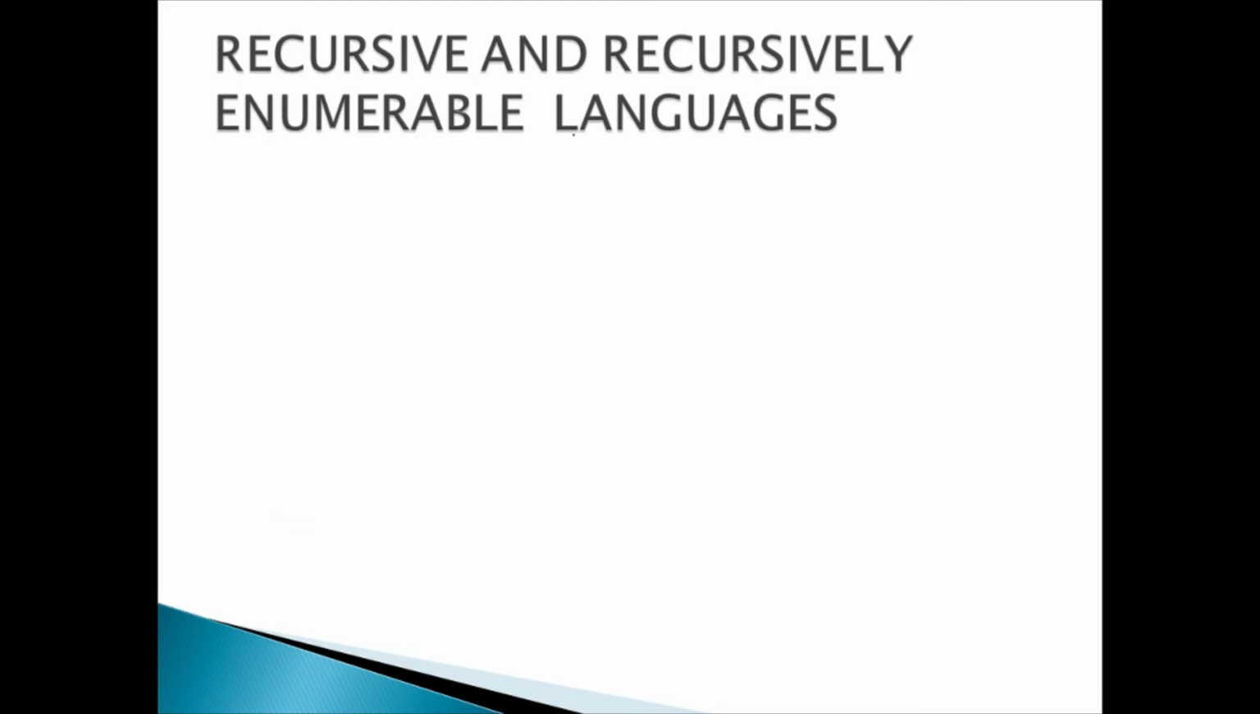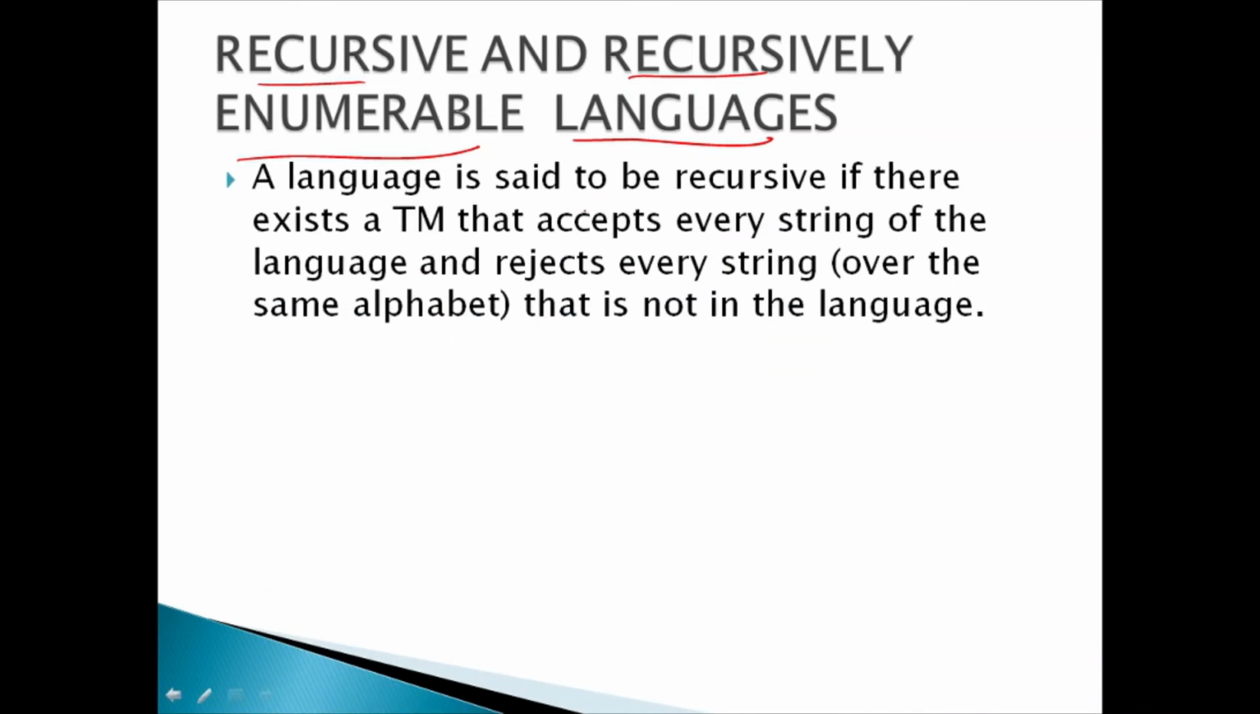Now what about the languages that are recursive and recursively enumerable? Let us talk about them with respect to a Turing machine. A language is said to be recursive if there exists a Turing machine that accepts every string of the language and rejects every string over the same alphabet that is not in the language. So that is called recursive.